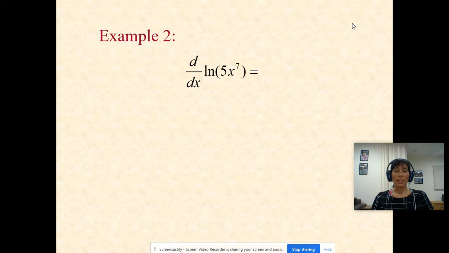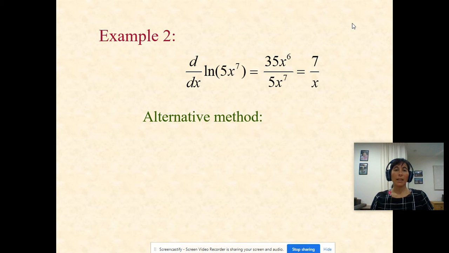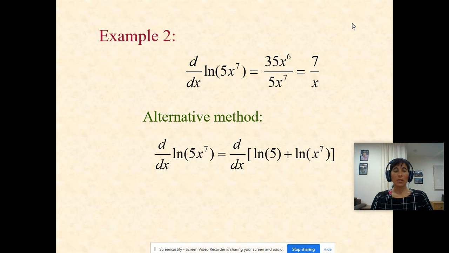The second example I looked at yesterday was: what's the derivative of log of 5x to the power of 7? So again, writing on the bottom line 5x to the power of 7, differentiating that and putting it on the top line, then simplifying gave us 7 over x. Another way we could have looked at this question was to break down that function 5x to the power of 7 and say, well, because it's like log a times b, it's the same as log a plus log b. So it's log 5 plus log x to the power of 7. And then you could also pull out that 7 out the front.